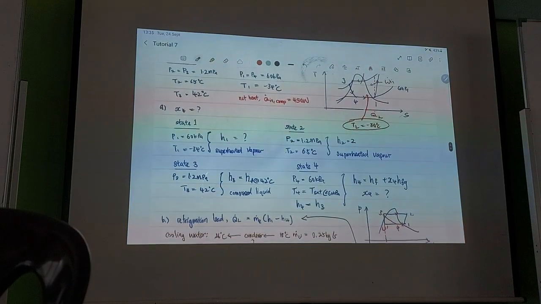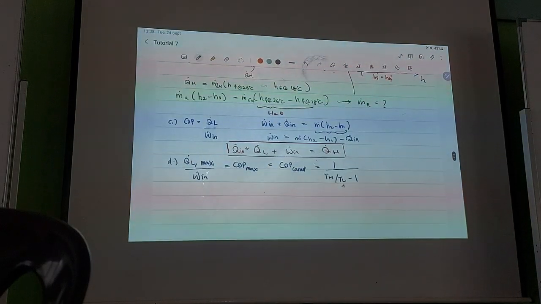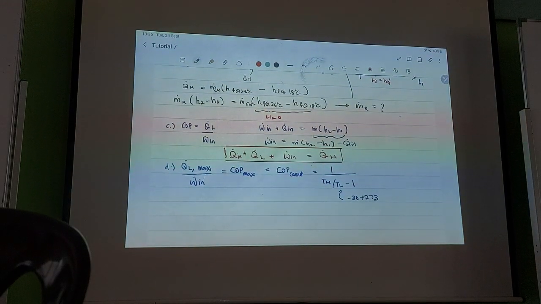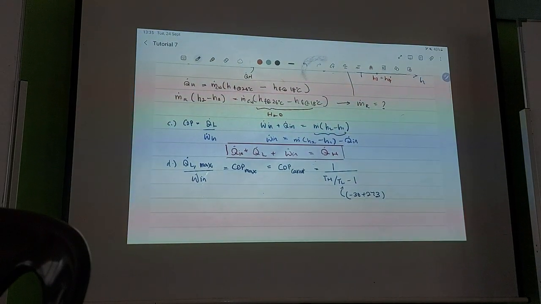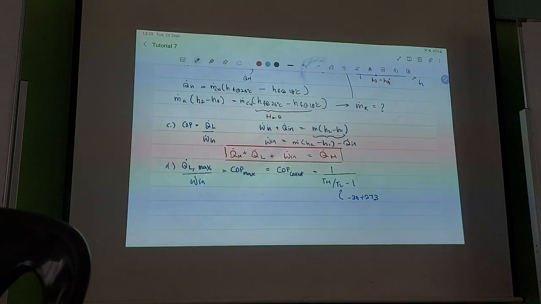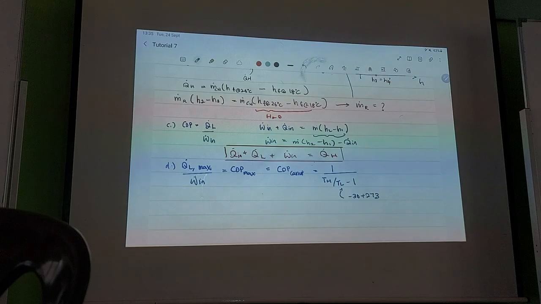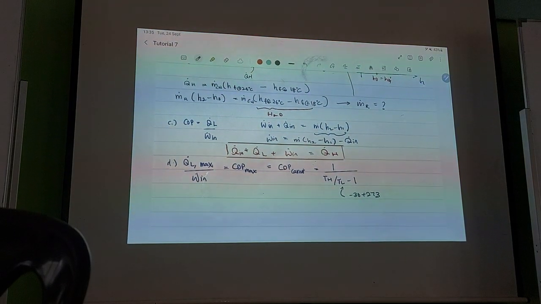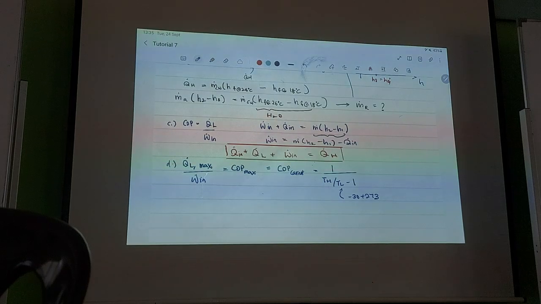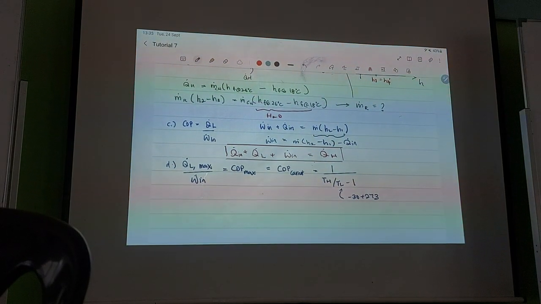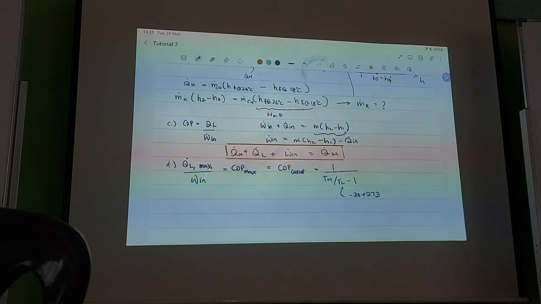So for this question, TL is negative 30 plus 273 for TL. One last question for this particular one. Then what is the value of TH? This is considered a hard question, especially since this is the first time we are doing this in the tutorial.